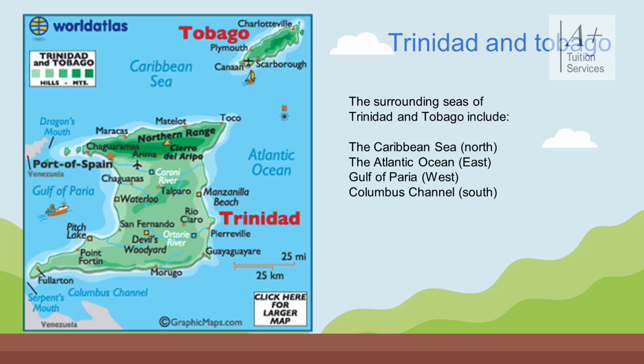At the very bottom, on the southern side of Trinidad, where we will find Moruga and Serpent's Mouth, and closer to where Los Iros and those islands are, that particular sea is called Columbus Channel. So to the south of Trinidad, we have Columbus Channel. So we have at the very top the Caribbean Sea, to your right the Atlantic Ocean, to your left the Gulf of Paria, and to the bottom of Trinidad we have the Columbus Channel.